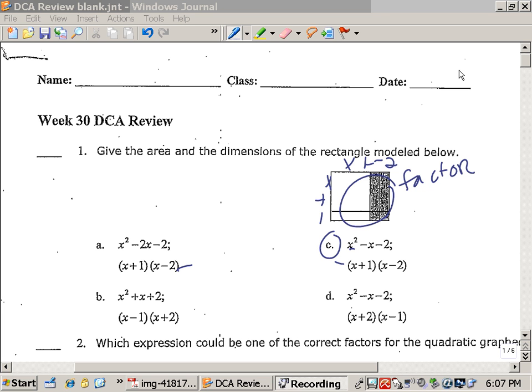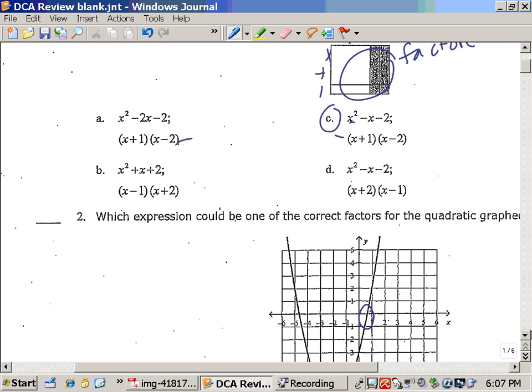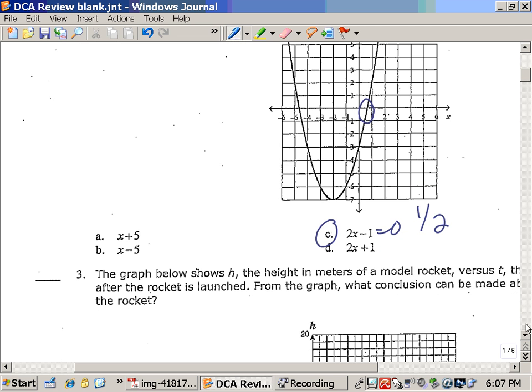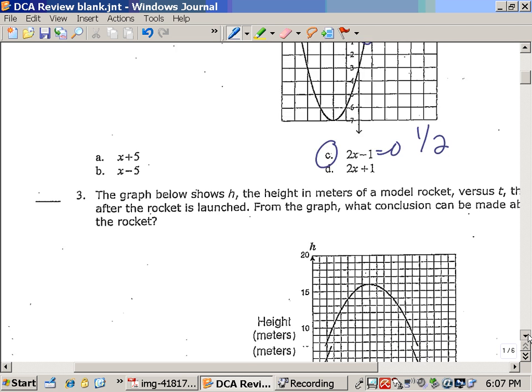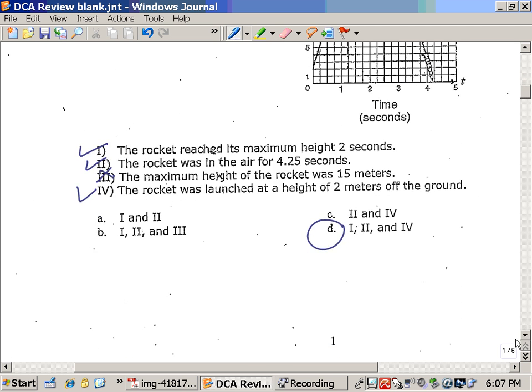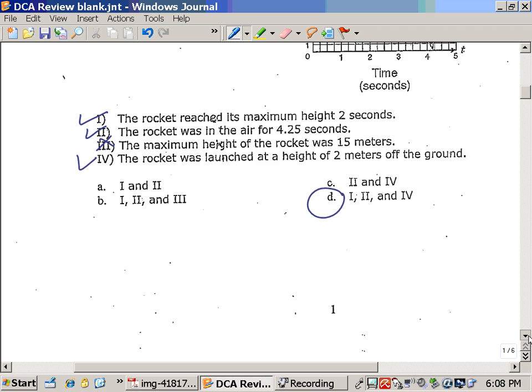Through the first few problems very, very quickly, and then you will have to, because we did these in class earlier today. And then starting about with number 6, I'll slow down a little bit. Number 1, the correct answer was C. On number 2, the correct answer was C because 1/2 is a root and that is on the parabola. Number 3, the correct answer was D because 1, 2, and 4 were all true.